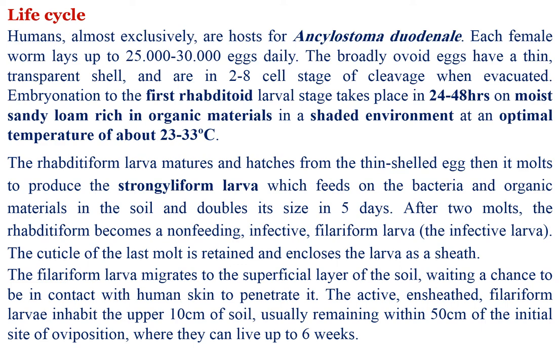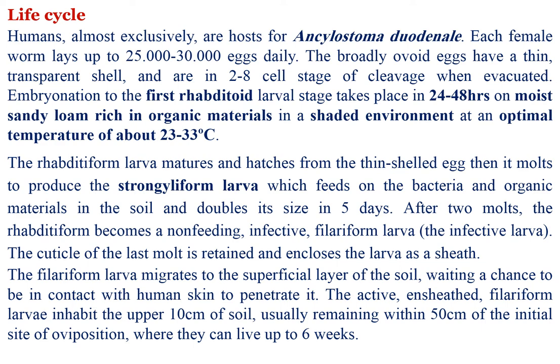Life cycle. Humans almost exclusively are hosts for Ancylostoma duodenale. Each female worm lays up to 25 to 30,000 eggs daily. The broadly ovoid eggs have a thin transparent shell and are in the 2 to 8 cell stage of cleavage when evacuated. Embryonation to the first rhabditoid larval stage takes place in 24 to 48 hours on moist sandy loam rich in organic materials in a shaded environment at an optimal temperature of about 23 to 33 degrees. The rhabditiform larva matures and hatches from the thin-shelled egg.